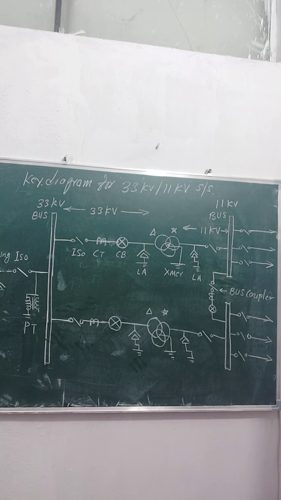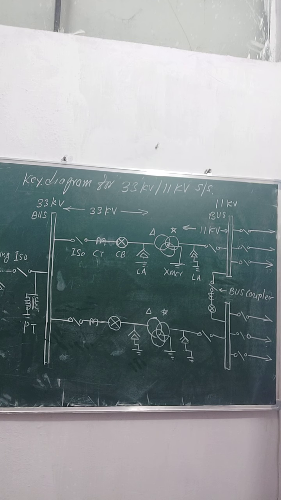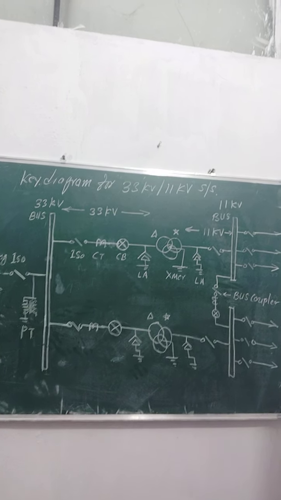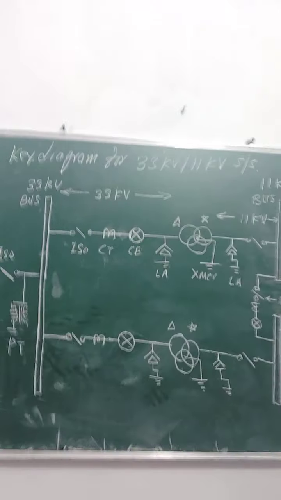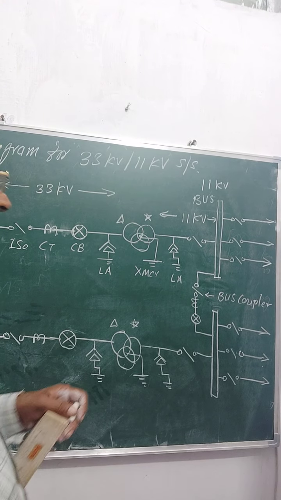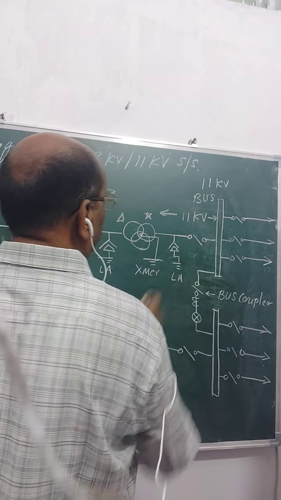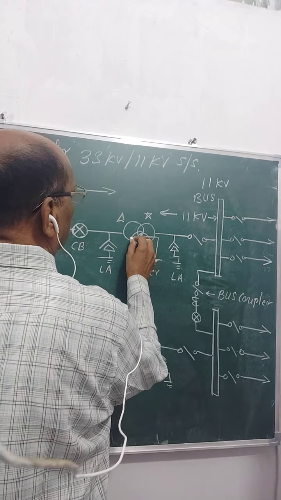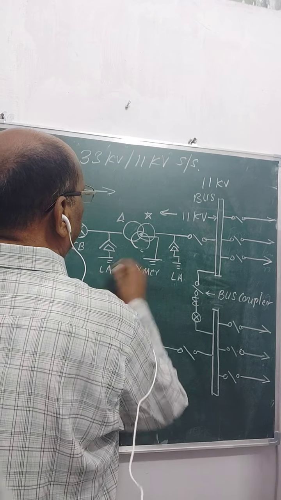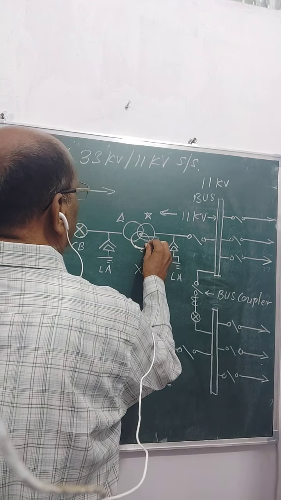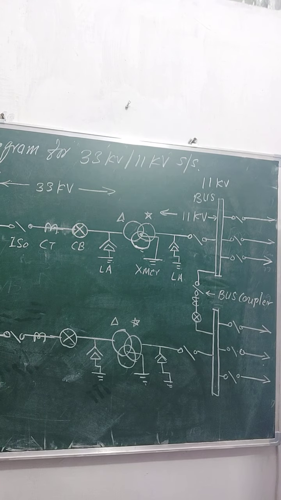Here a lightning arrestor is already provided on the secondary side of the transformer. So we do not provide any lightning arrestor on the 11 kV bus bar, but in some cases people also use a lightning arrestor on the 11 kV side. So this is the key diagram of a 33 by 11 kV substation.